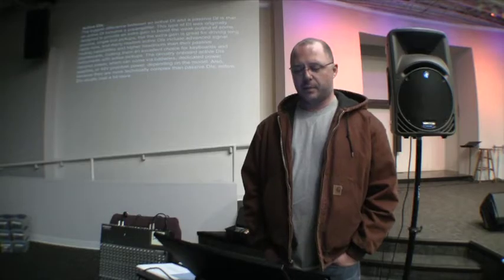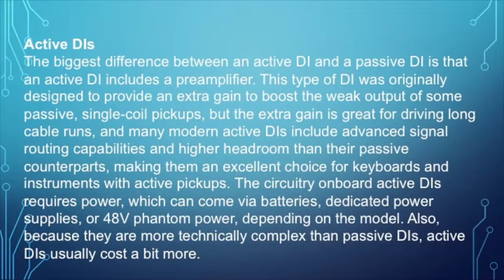The difference between an active DI and a passive DI is that an active DI includes a preamp. This type of DI was originally designed to provide an extra gain stage to boost the weak output of some passive single coil pickups. But the extra gain is great for driving long cable runs, and many modern active DIs include advanced signal routing capabilities and higher headroom than their passive counterparts, making them an excellent choice for keyboards and instruments with active pickups.